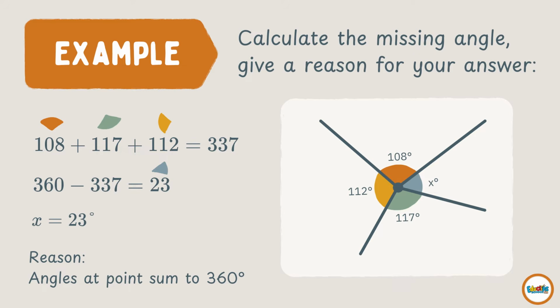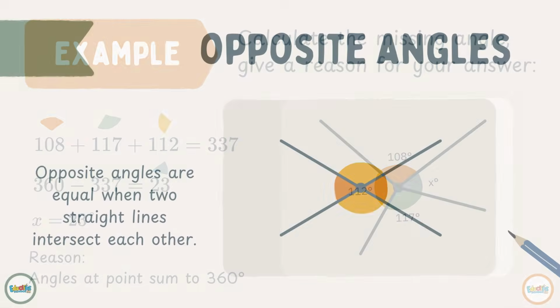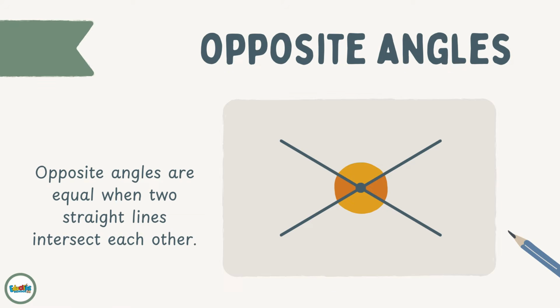And the reason being, angles at a point add up to or sum to 360 degrees. Now we're going to have a look at opposite angles. Opposite angles are equal when two straight lines intersect each other. Now you may think that this question looks very similar to the previous one we've just looked at, where we were looking at angles around a point.